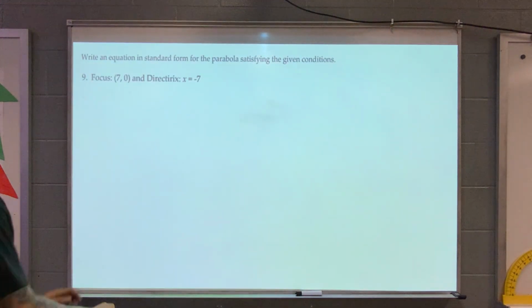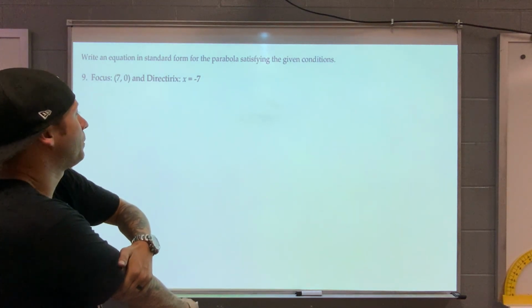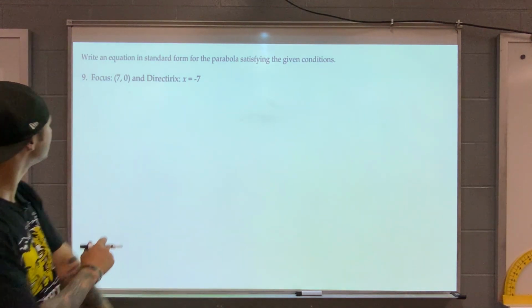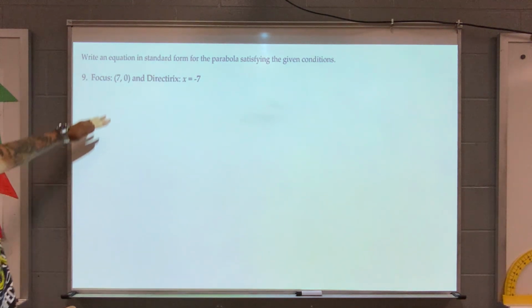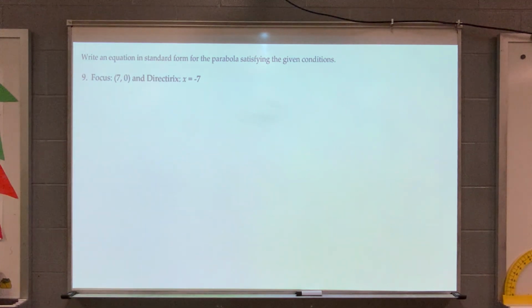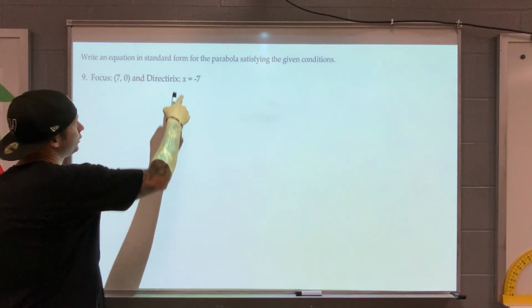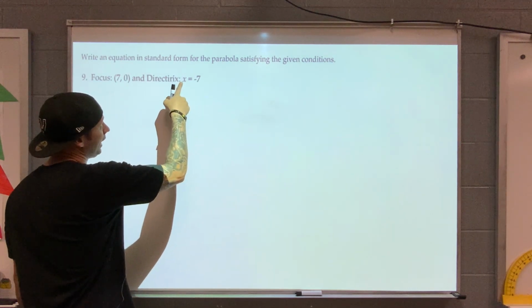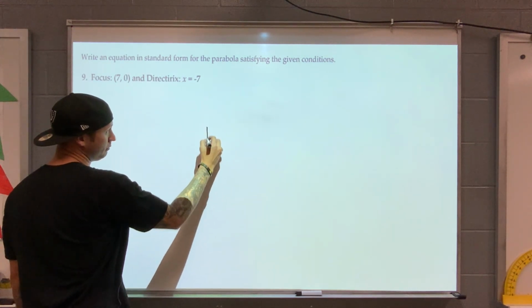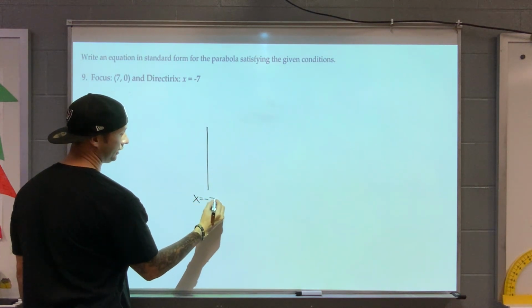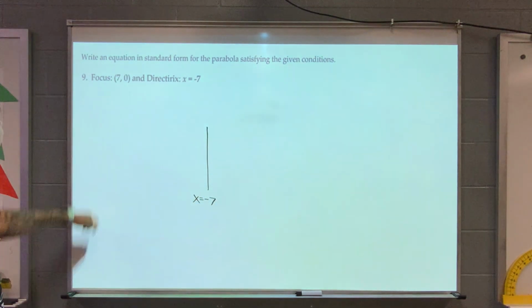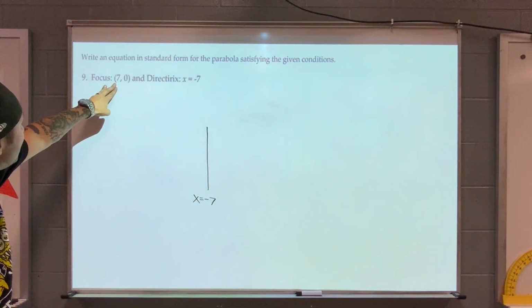All right, number 9. Write an equation in standard form for the parabola satisfying the given conditions. Okay, so now we're given the focus and the directrix. So focus is at 7, directrix is at -7. We're going to kind of work backwards here. So the directrix, this is x equals -7, so it's a vertical line. X equals -7. The focus is going to be at 7, 0.